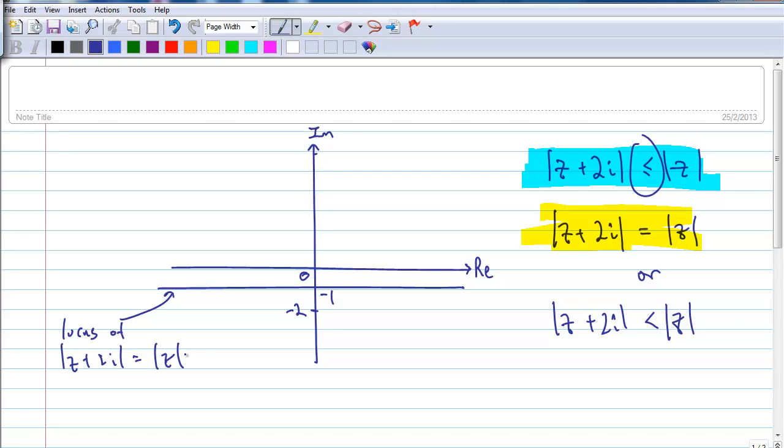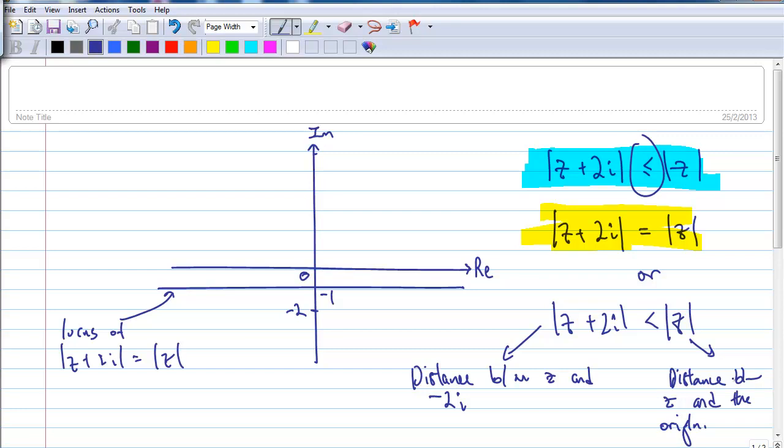Okay. Now the other one, mod z plus 2i less than mod z. Now this one, the first thing I'll do is to tell myself, now what exactly is the left hand side? The left hand side is actually the distance between z and minus 2i. Now the one on the right is also a distance. It's the distance between z and the origin. Okay? So if you put these two together, what it's trying to say is this: the distance between z and minus 2i is always less than the distance between z and the origin.